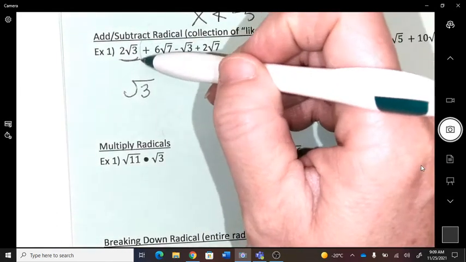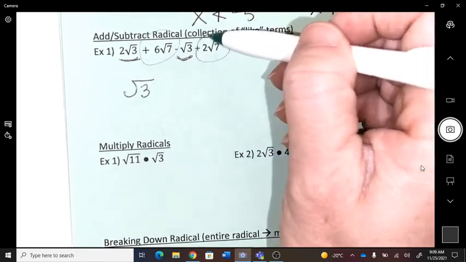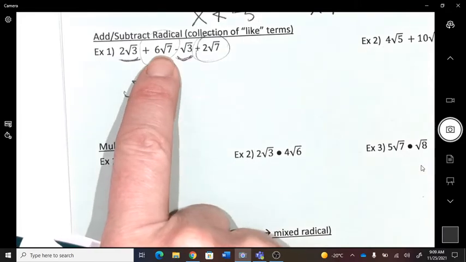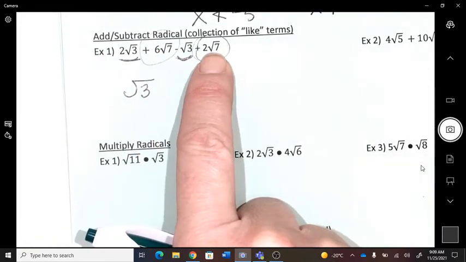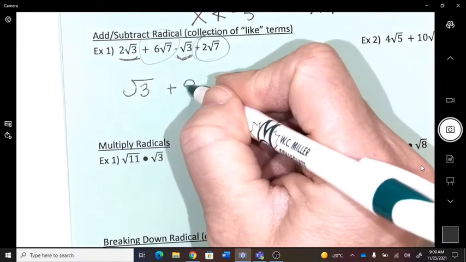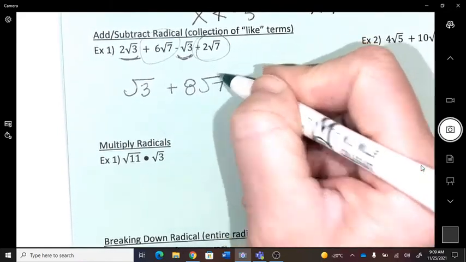And now I have a root 7 term and another root 7 term. So here I had 6 root 7's plus 2 root 7's. So I have 8 root 7's.